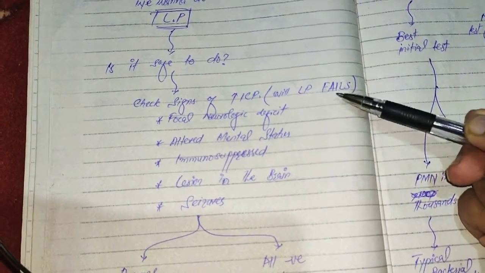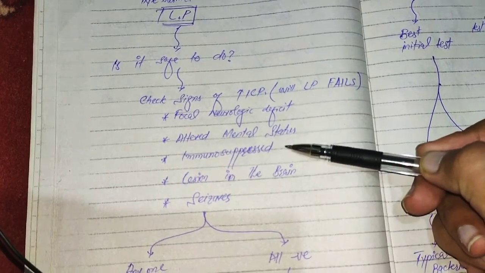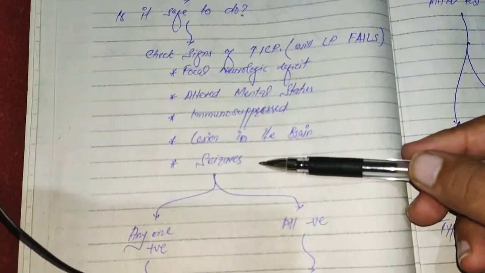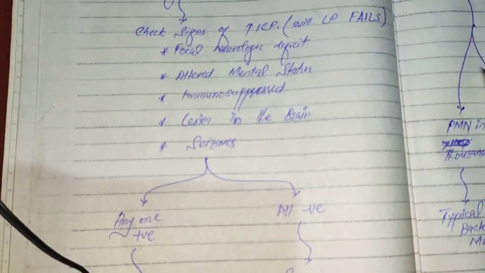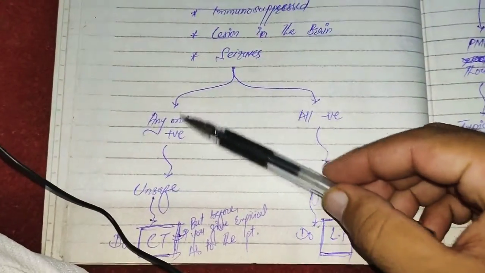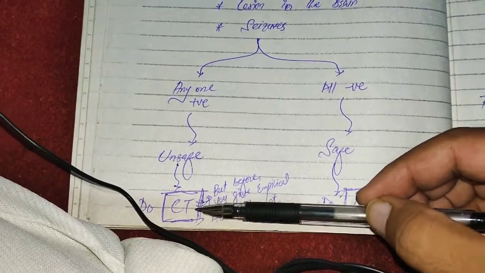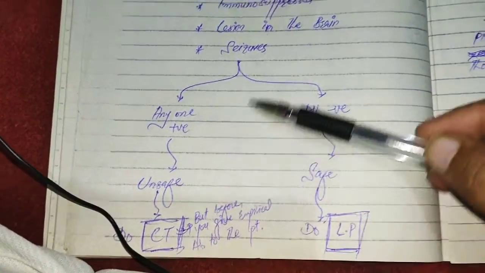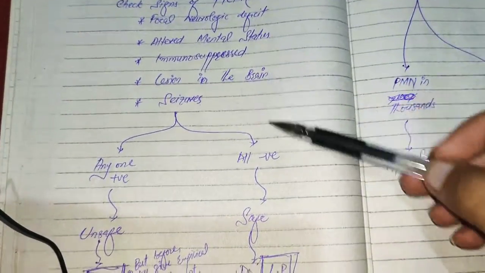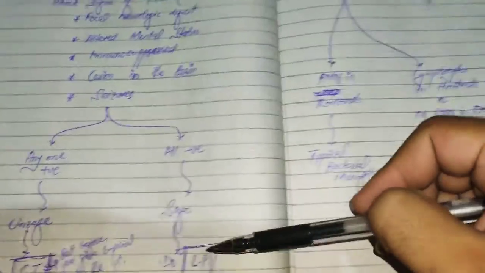You can remember it by the mnemonic FAILS: focal neurologic deficit, altered mental status, immunosuppressed, lesions (there are some lesions in the brain), or seizure (the patient is having a seizure). In these cases you won't do a lumbar puncture. If any one of these is positive, it is unsafe to do a lumbar puncture, and in these cases you will do a head CT. In other cases, if all of these are negative, there are no such symptoms, then what will you do? You will do the lumbar puncture.